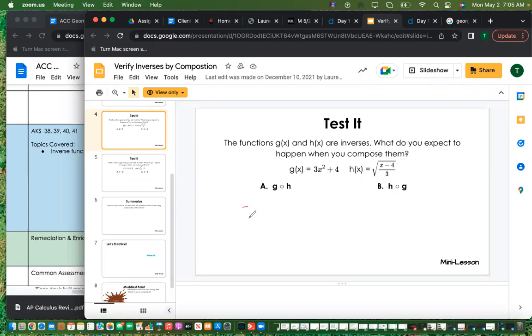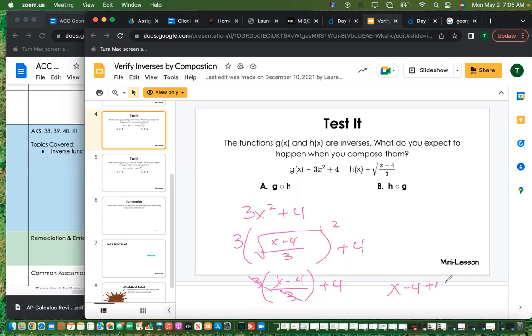Take the function g, then I'm going to take this equation and I'm going to plug it in for x. And then I'm going to simplify. When you simplify this, if they're inverses of each other, it should be x. So if I simplify this, I'm going to get x minus 4 divided by 3 and multiply by 3. Those are going to cancel. And I'm going to be left with x minus 4 plus 4, which is just going to equal x. So yes, these are both inverses of each other.